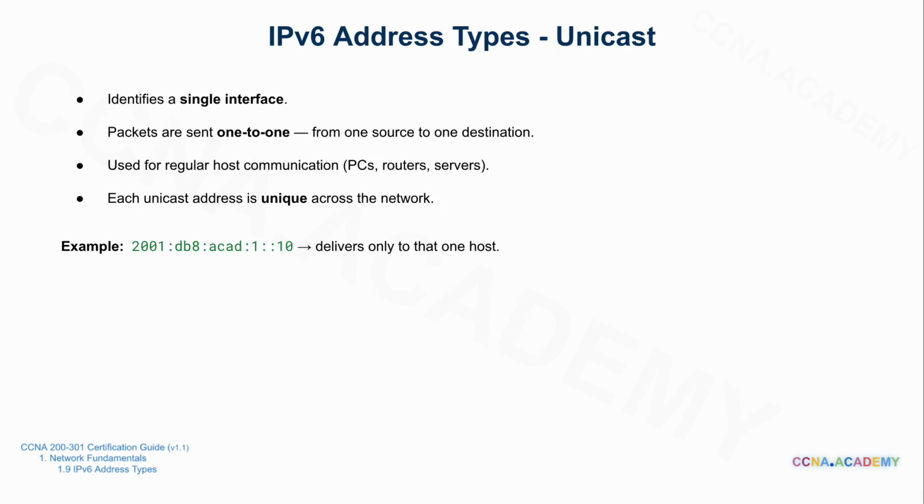A unicast address identifies a single interface. Packets go straight from one device to another, just like normal host communication between clients or routers. Each unicast address is unique across the network. For example, 2001:DB8::ACAD1:10 delivers only to that one host. These are what you'll use for regular end-to-end communication.